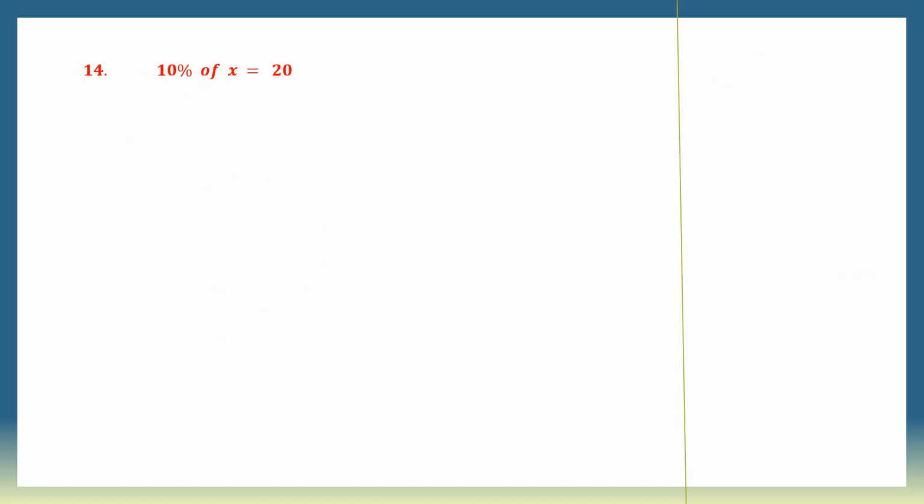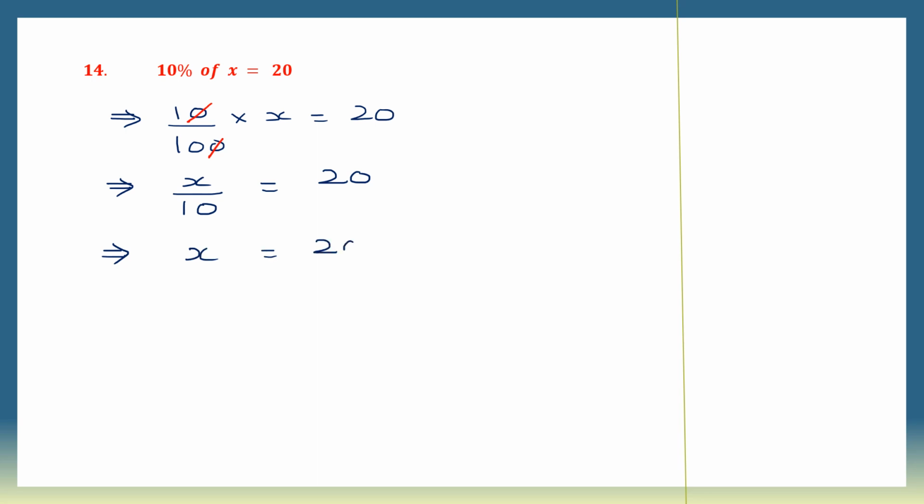Question 14. Now this is slightly different. 10% of x is equal to 20. So 10% means 10 by 100 and of means into x is equal to 20. Now here itself, 10 by 100 itself, we can do some cancelling. So here when you cancel, you only have 10. So here what do we have? x in the numerator and 10 in the denominator. So x by 10 equals 20.